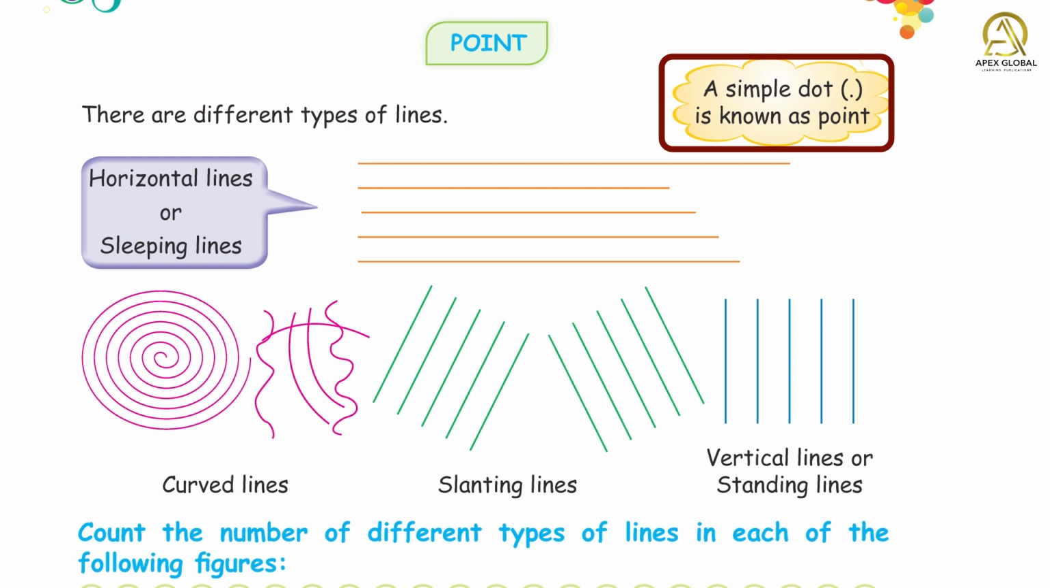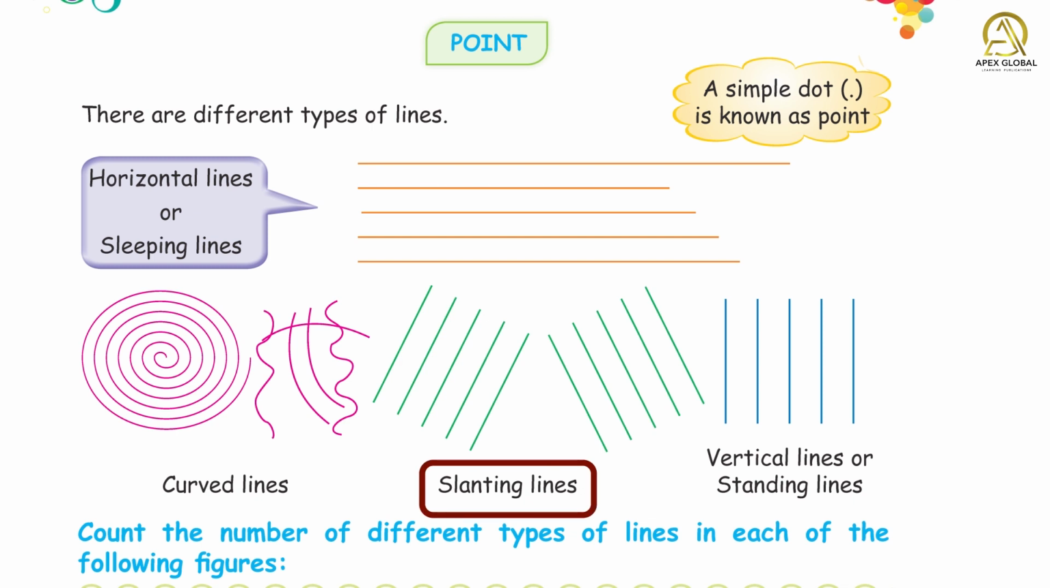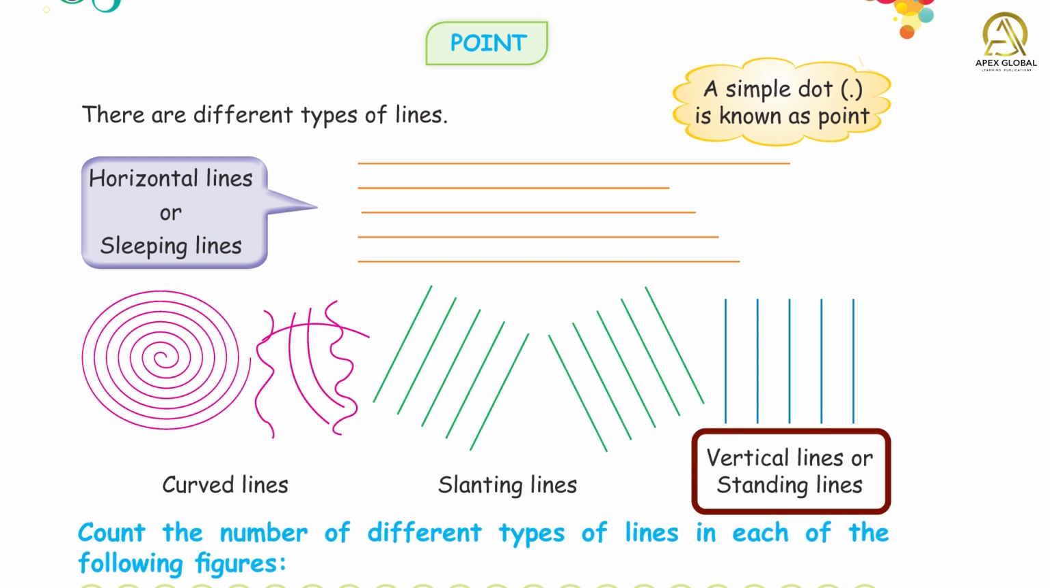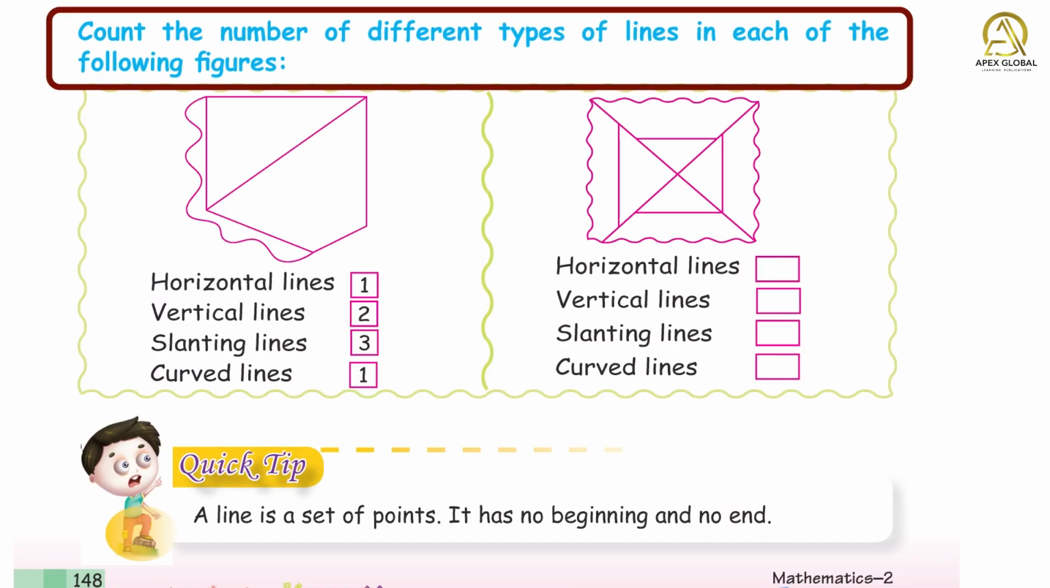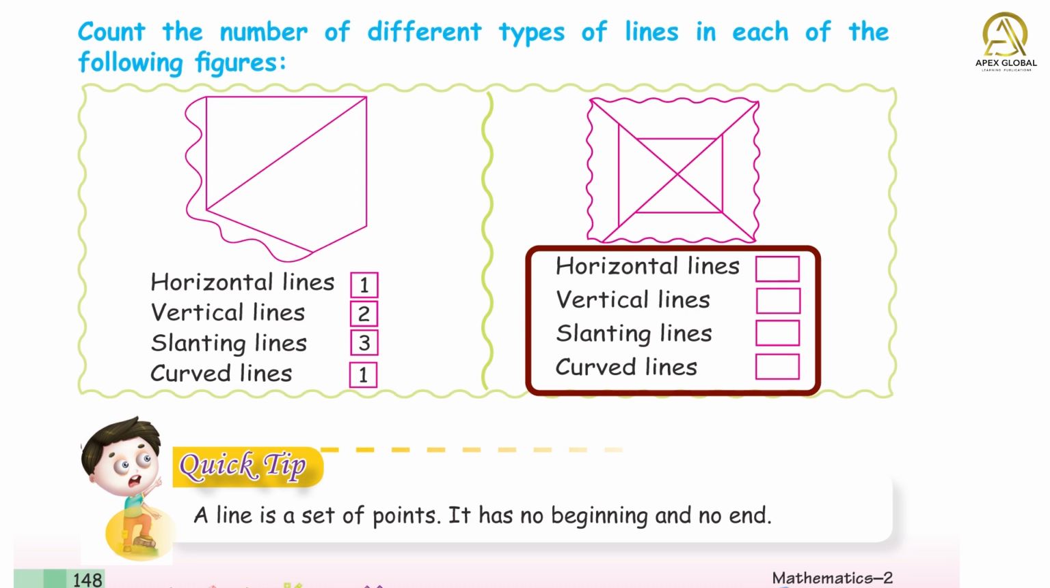A simple dot is known as a point. Horizontal lines or sleeping lines, curved line, slanting line, vertical lines or standing lines. Count the number of different types of lines in each of the following figures. Horizontal lines 1, vertical lines 2, slanting lines 3, curved lines 1.